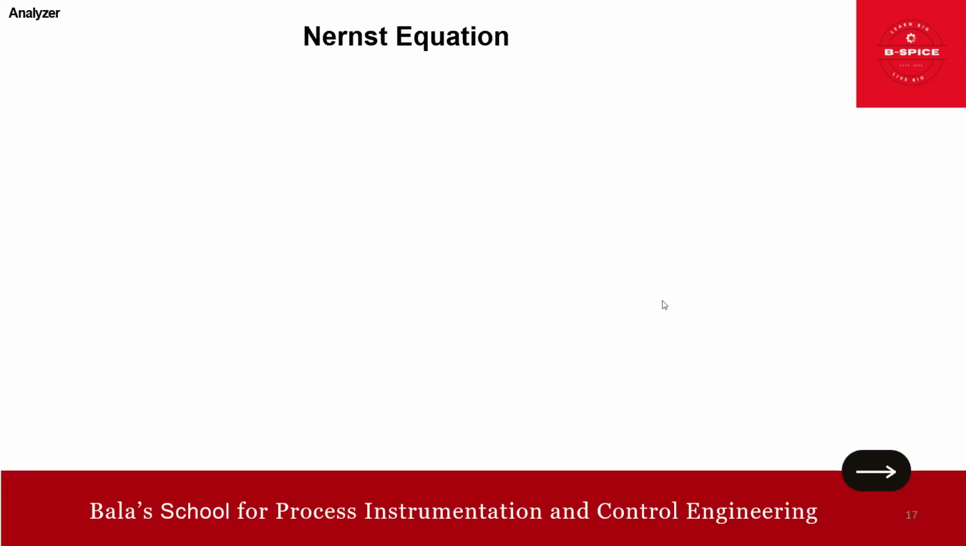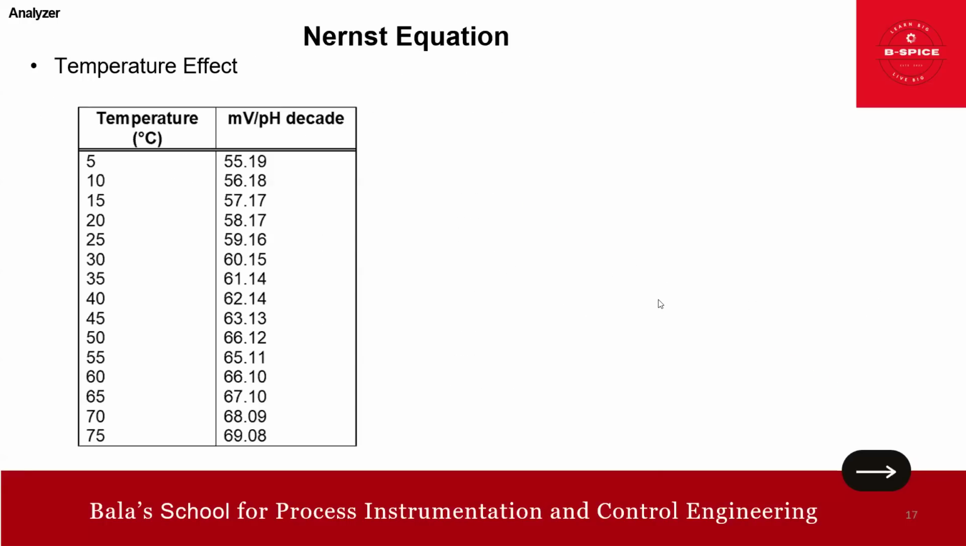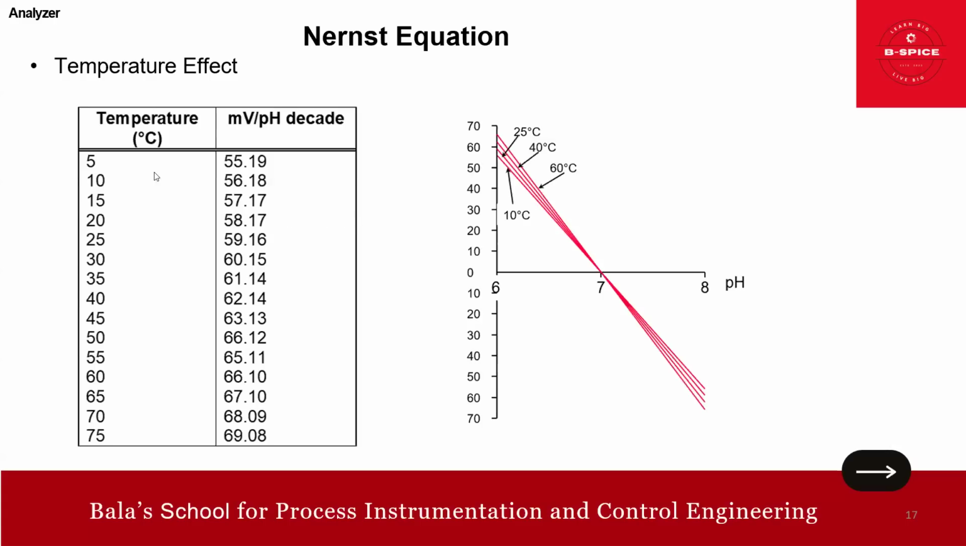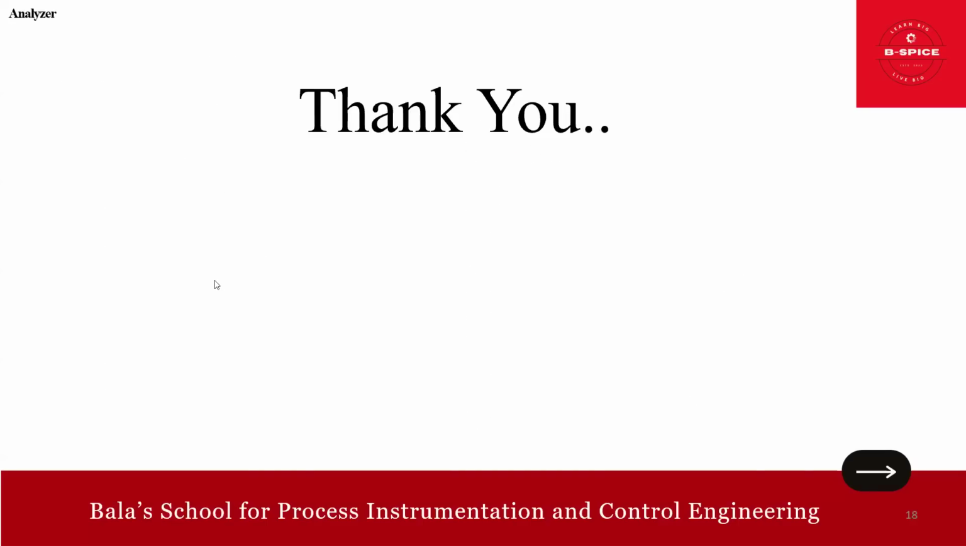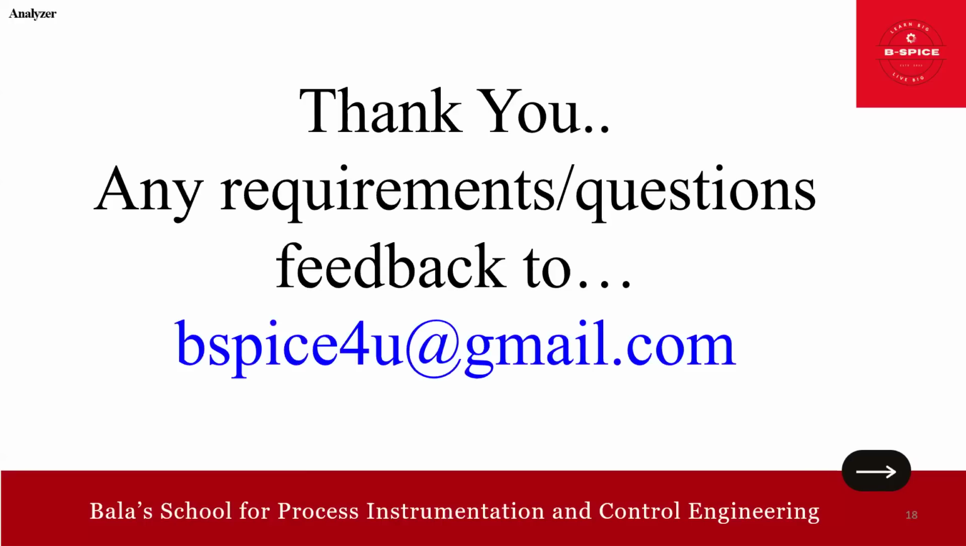Okay. Now, a little more: the temperature effect. You see the temperature effect here, 5, 10, 15, 20, all these, right? So how does it affect things? You see here, at 5 degrees, 55.19 millivolts. Accordingly, we have various values: 10 means 56, 15 means 57, 20 like this. So we can correlate here. This is the temperature effect. That's it, friends. I hope you got some insights on this.